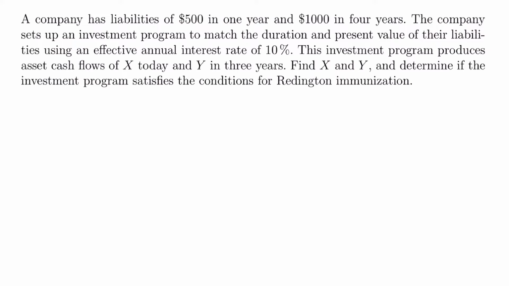We are told that the company sets up an investment program to match the duration and present value of their liabilities using an effective annual interest rate of 10%. That's interesting because what that tells us is that the duration and the present value of the assets and liabilities are going to be equal with the way that the company set up their investment program. And so it almost sounds like they are trying to immunize their liabilities. But remember that for Redington immunization, there is one more additional condition related to convexity. So we are going to have to check that, but we'll wait till the end.